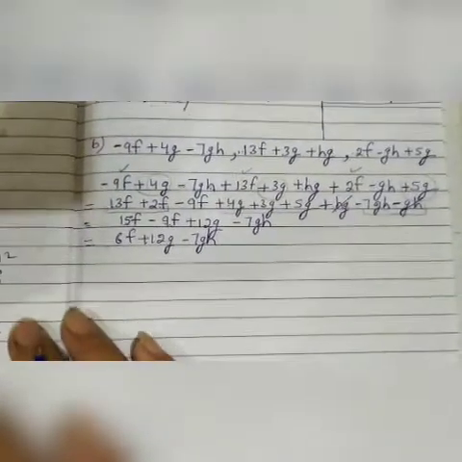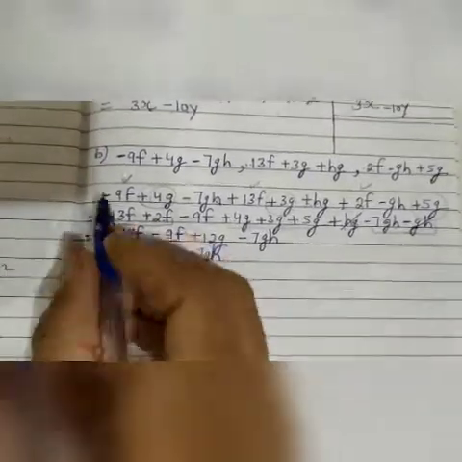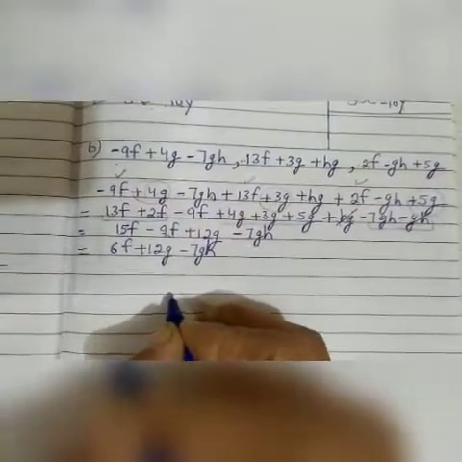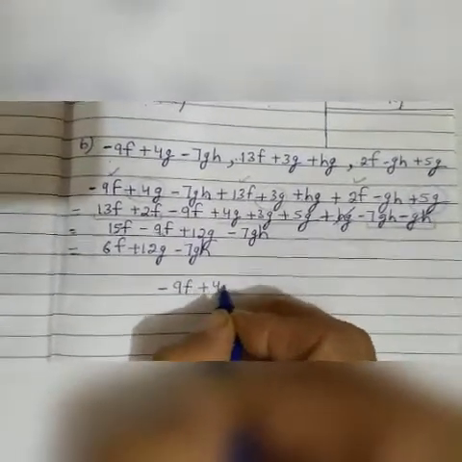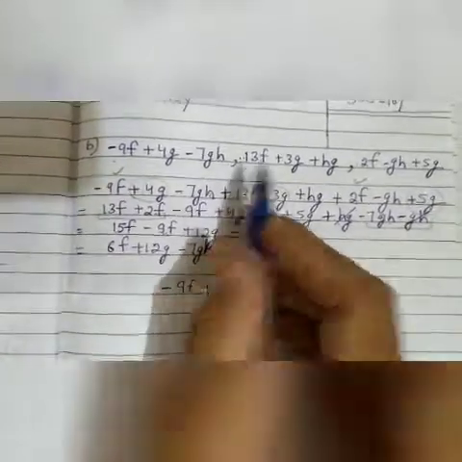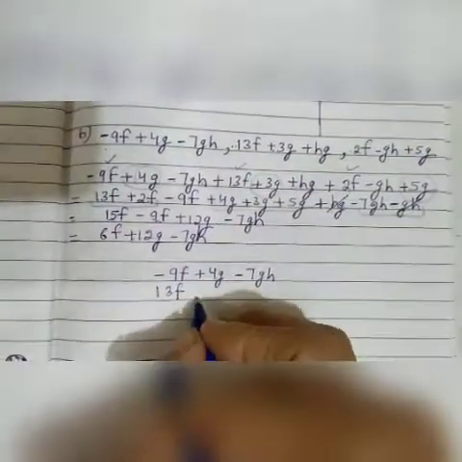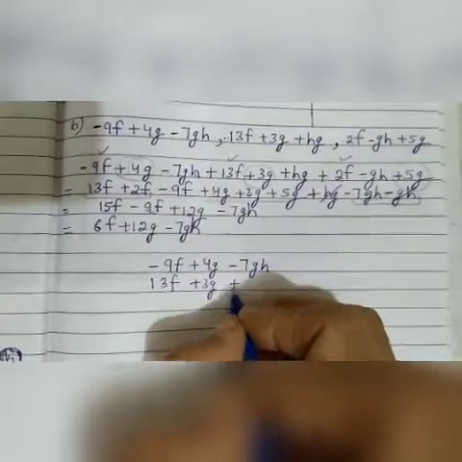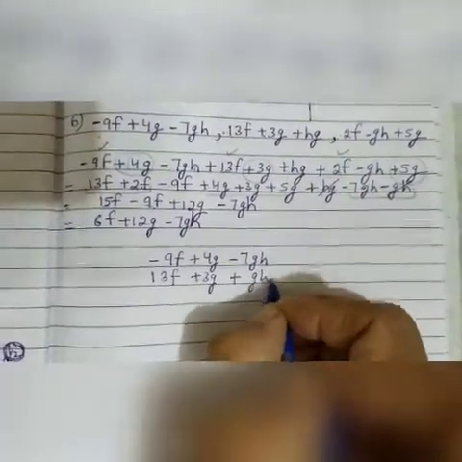Clear? Now, how can we solve it with the column method? First algebraic expression is, see here, I am explaining you with another method also. Minus 9f plus 4g minus 7gh. Then 13f will be written here plus 3g, then plus hg. We can write this hg here as gh.